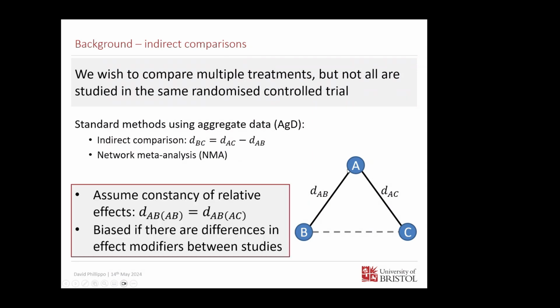Now, all of these standard methods are assuming something called constancy of relative effects. And that means that the AB effect that we see in the AB study is exactly the same as we would expect to see in the AC study if that study had included a B arm as well. But this assumption breaks down and we incur bias if there are differences in effect modifiers, that's variables that affect how a treatment works relative to control, between the study populations.